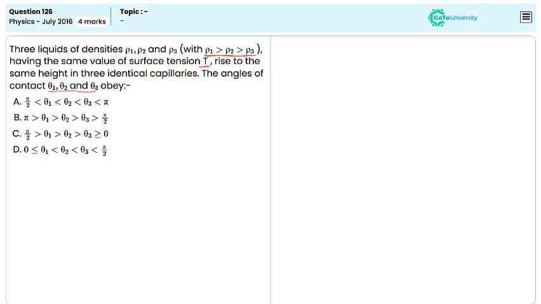We know the formula for capillary rise is given by h equals 2T cos θ by ρgr, where h is the height of the liquid column, T is the surface tension, θ is the angle of contact, ρ is the density of the liquid, g is the acceleration due to gravity, and r is the radius of the capillary.